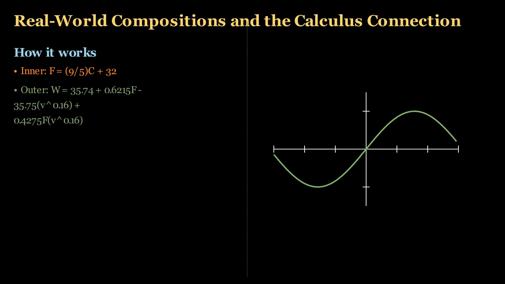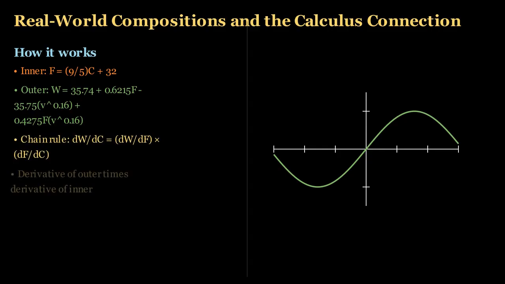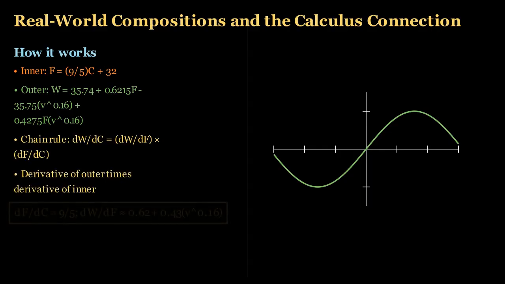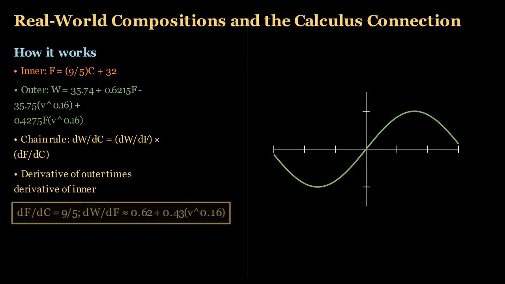Now, in calculus, the chain rule says the derivative of the whole composition, how wind chill changes as Celsius changes, is the derivative of the outer function with respect to Fahrenheit, multiplied by the derivative of the inner function with respect to Celsius. We take the rate of the wind chill machine and multiply it by the rate of the temperature conversion machine. That product is the overall rate. The messy formula breaks into two simpler derivatives we can handle separately. Let us work a concrete example.